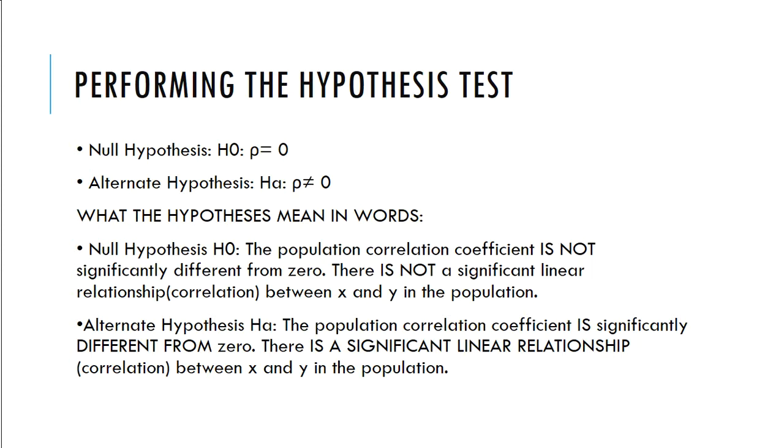So what does the alternative hypothesis say? The population correlation coefficient is significantly different from zero. So it's not close to zero. That means there is a significant linear relationship between X and Y in the population.